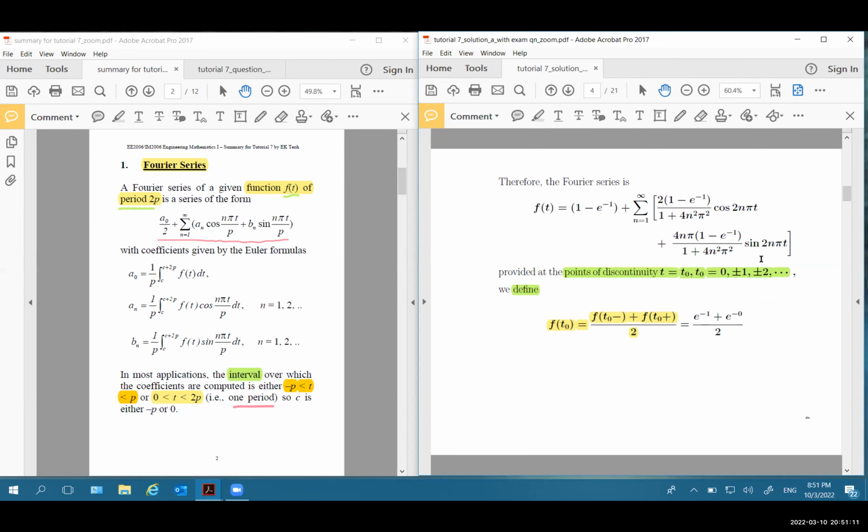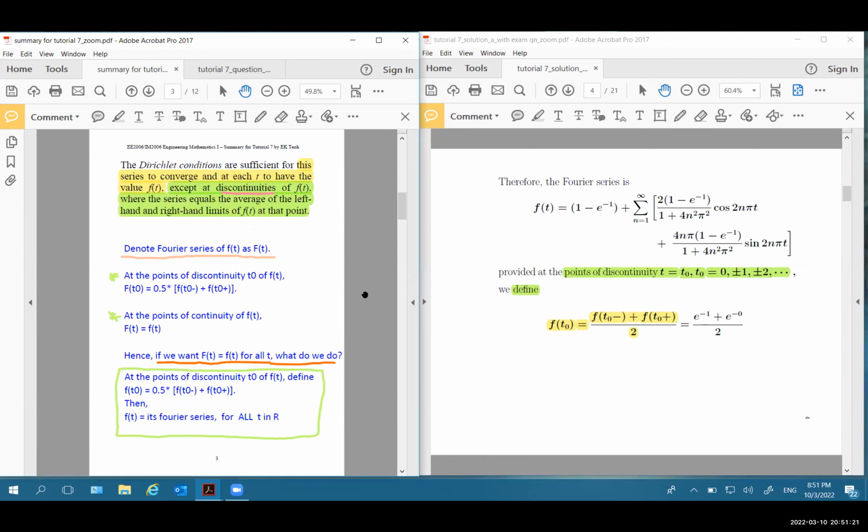But that's not the end yet, because we already know that our function has points of discontinuity. And we also know from our summary that if we want our Fourier series to be equal to our function for all t, then at the points of discontinuity, we must define our small f at t0 to be the average of the left-hand and right-hand limits at t0. Yep, that's exactly what we are doing here.